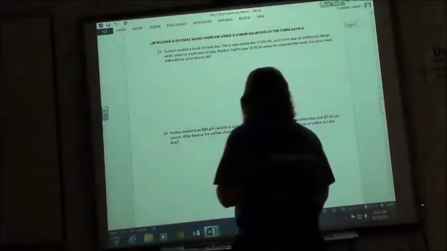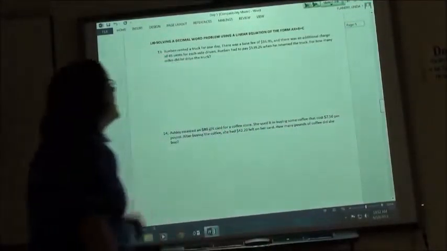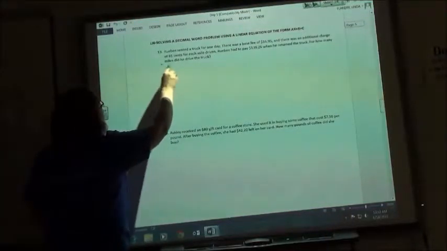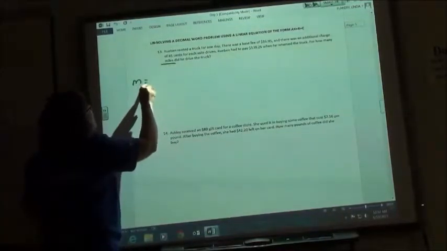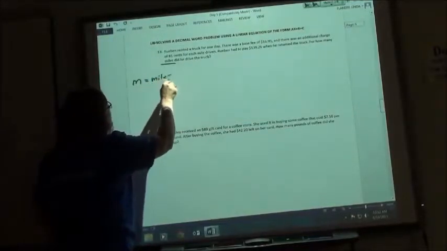13, 14, and 15, solving a decimal word problem using a linear equation in the form of AX plus B equals C. So, Reuben rented a truck for 1 day. There was a base fee of $16.95. There was an additional charge of 81 cents for each mile driven. Reuben had to pay $139.26 when he returned the truck. For how many miles did he drive the truck? So M is going to be the number of miles. How many miles did he drive the truck?